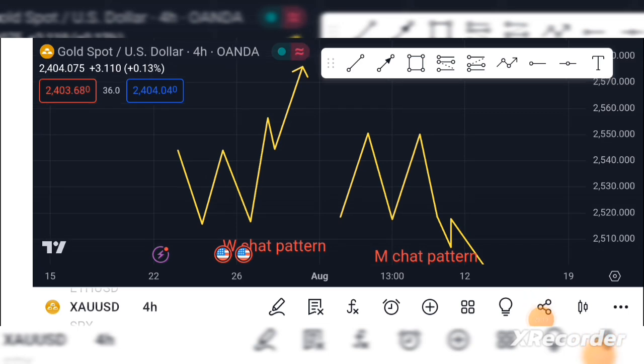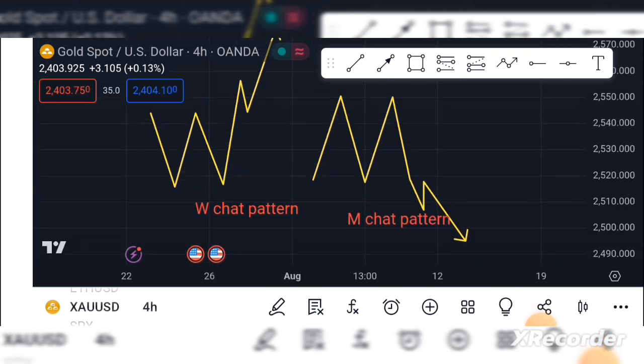Okay, actually I've already drawn it. Now this is a W chart pattern and an M chart pattern. It's not called chat, because I can see on my screen I'm having something like chat or chat pattern, but it's chart, like C-H-A-R-T. You can write it down. You can just make use of your notes. There are many other chart patterns, but let's just talk about this.